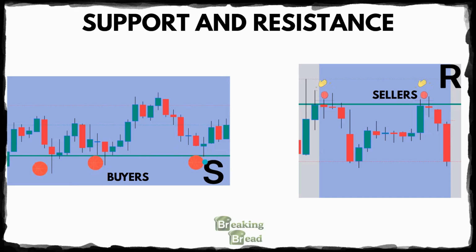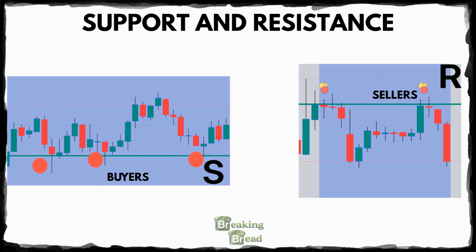Now, your resistance, that's your ceiling, that's your roof, that's your sellers' level. That's the area where sellers are saying price is too high. This needs to go back down. It's not letting price go any higher. So again, we have this level drawn out here, this line, and price is trying to go higher as the sellers are smacking it back down and saying, nope, nope, nah, too high. It keeps rejecting off this level of resistance.